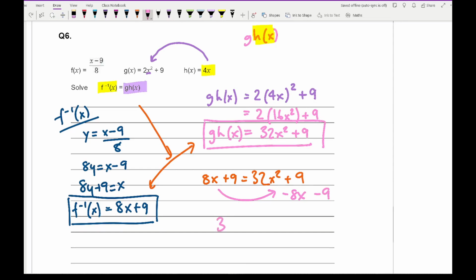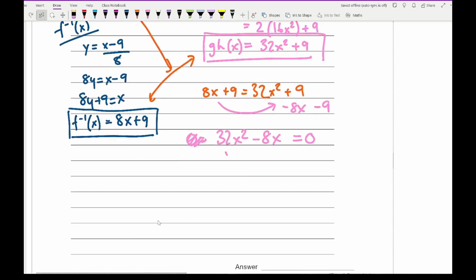And that leaves me with 32x squared minus 8x equals 0, or equals 0 on this side. We don't like it on that side. So all that I need to do to now solve this is factorize this expression here. So again, factorizing this, we get 8x, and I'm going to end up with 4x minus 1 is equal to 0.